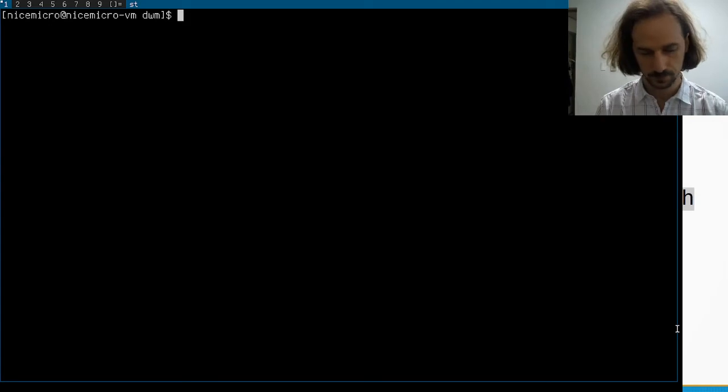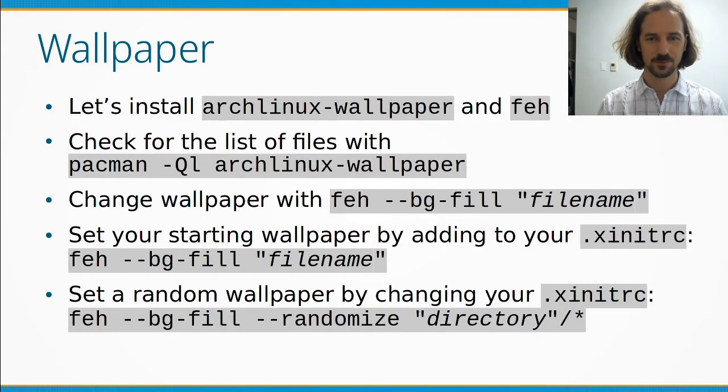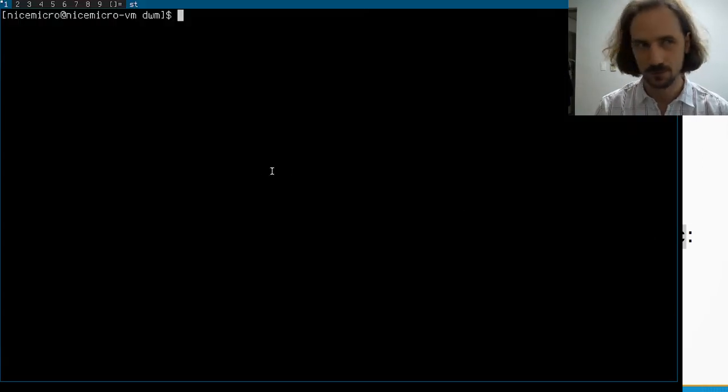Alright, so now that we managed to patch our DWM in the correct Arch way, there is something we can do to make our system look a little better. Maybe we want to have wallpapers, so we will install the official Arch Linux wallpaper pack, and this feh, I don't know what's the correct pronunciation for it, which is kind of an image viewer and background or wallpaper application.